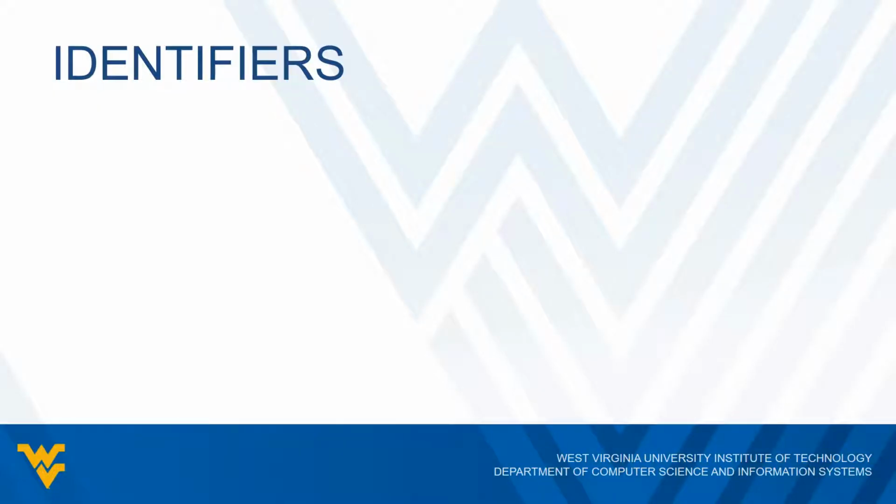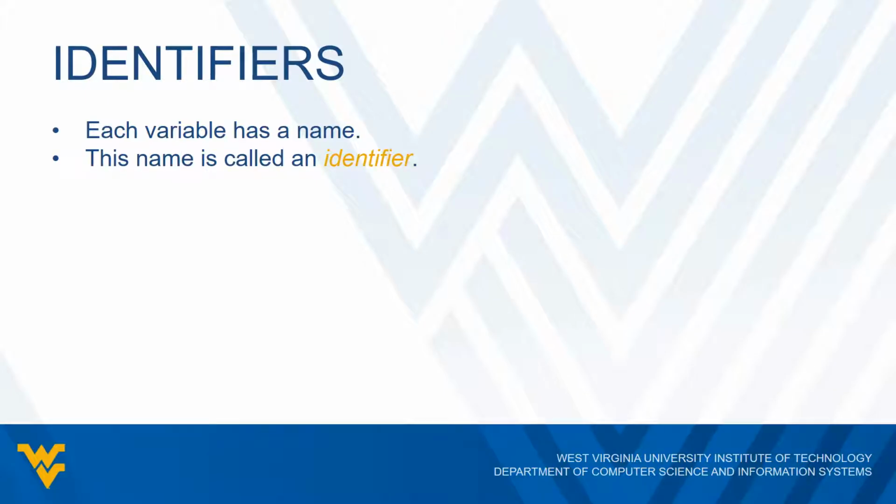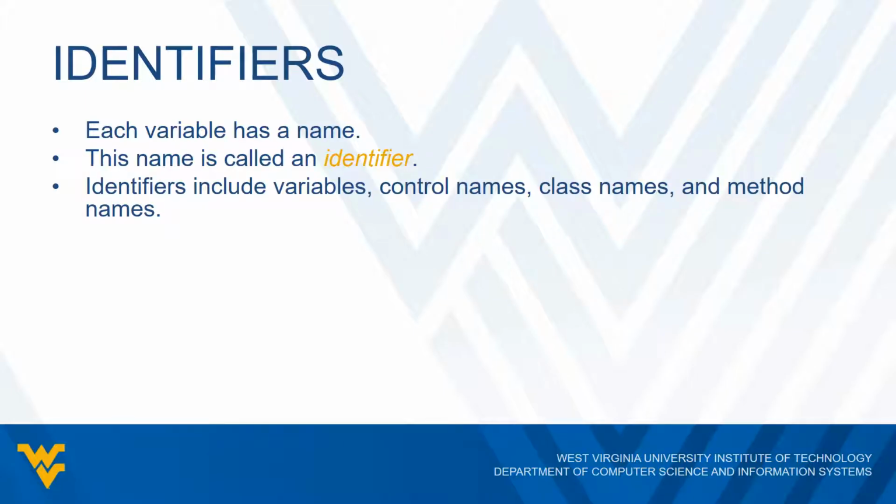Now, whenever we create a variable, there is going to be some name associated with that variable. We call this name an identifier. We've seen identifiers in other programming languages. We talked about it in Java in CS 121. Identifiers are not just for variables. They can be used for several things as well. In fact, they're used for variables, control names, class names, method names, and so forth. But it's a way to uniquely identify some item in our code.